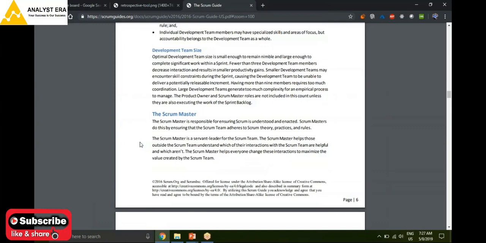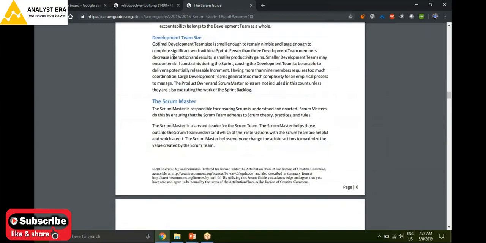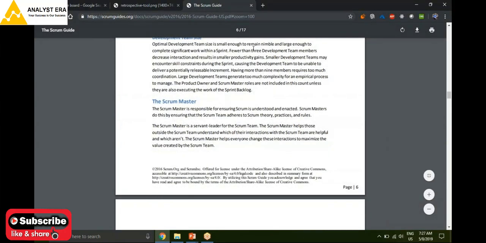Pretty cleanly defined responsibilities. What should your team size be? It should be small enough to remain nimble and large enough to complete significant work within a sprint. So it should not be too small or too big. That is what it is saying.